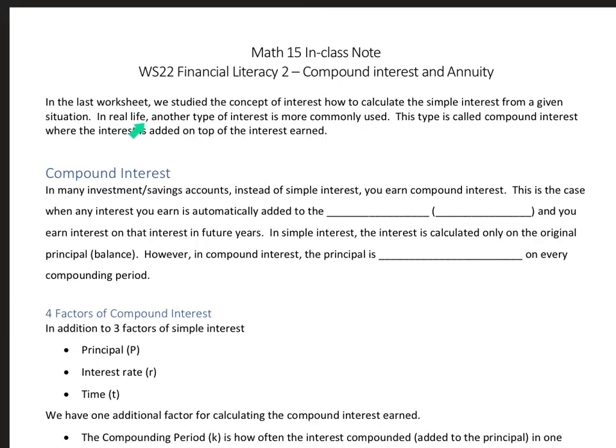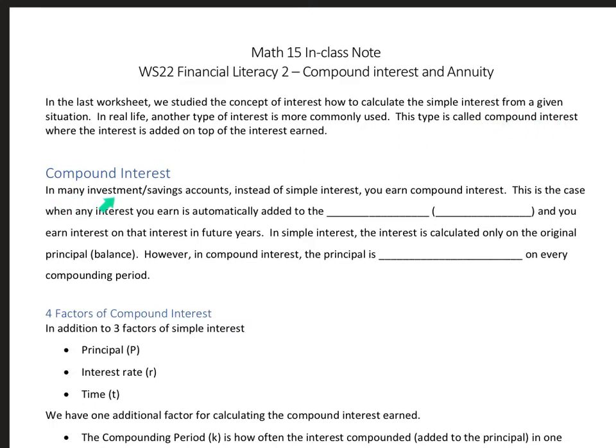In real life, however, another type of interest is more commonly used. This type is called compound interest. You probably heard it before, maybe not. It's where the interest is added on top of the interest earned. We'll talk in more detail, but this is the more realistic case of interest.